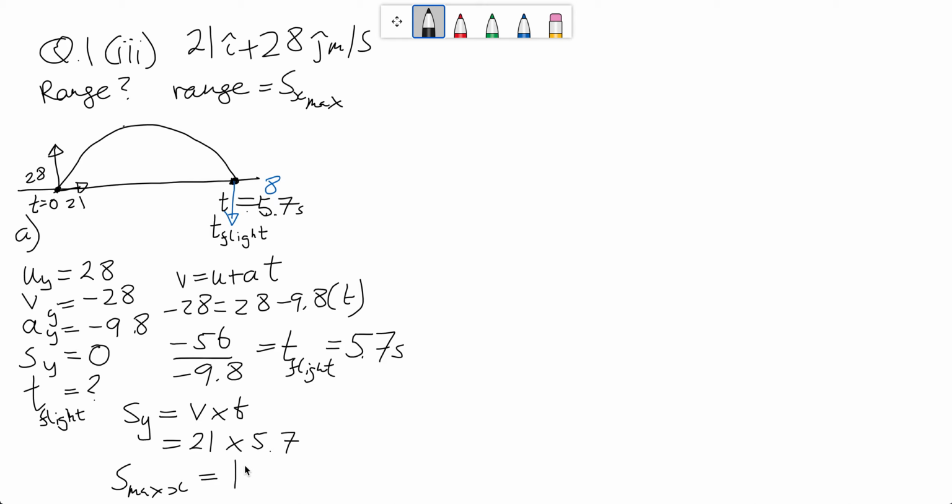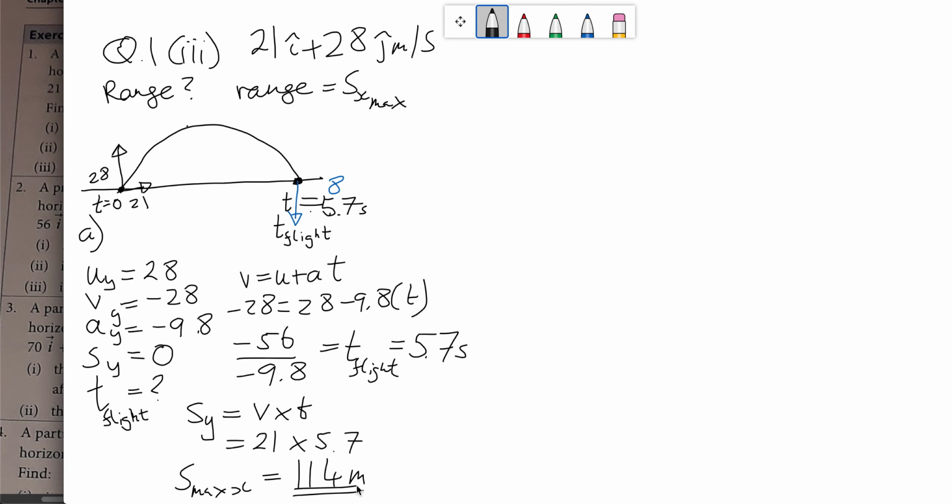Okay, 114 meters. That's interesting. Right, so that's one way to do it. So 21 by 5.7 is 114. Okay, if you did it another way, which is where you say to yourself, okay, well, what is the time?